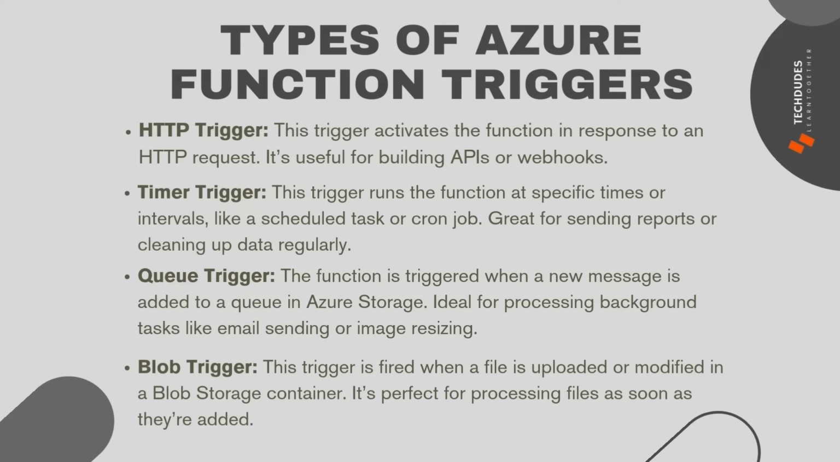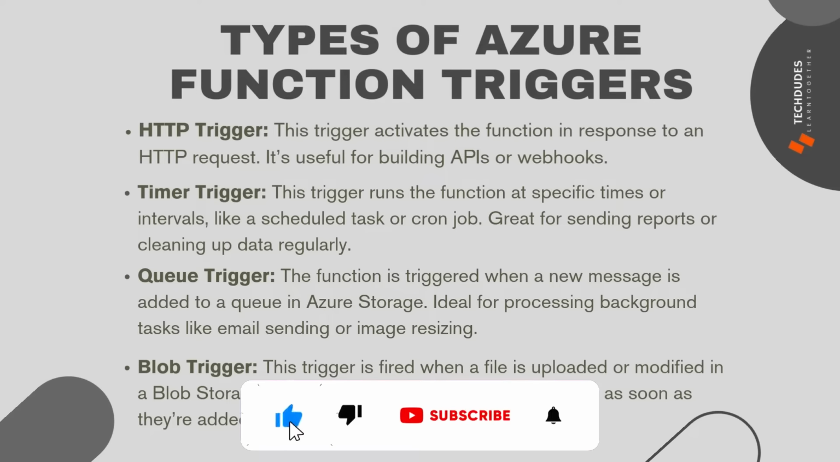Types of Azure Function triggers. Now let's talk about the different types of triggers that can start an Azure function. Here are the main types. HTTP trigger runs your function when it receives an HTTP request. It's commonly used for APIs or webhooks.